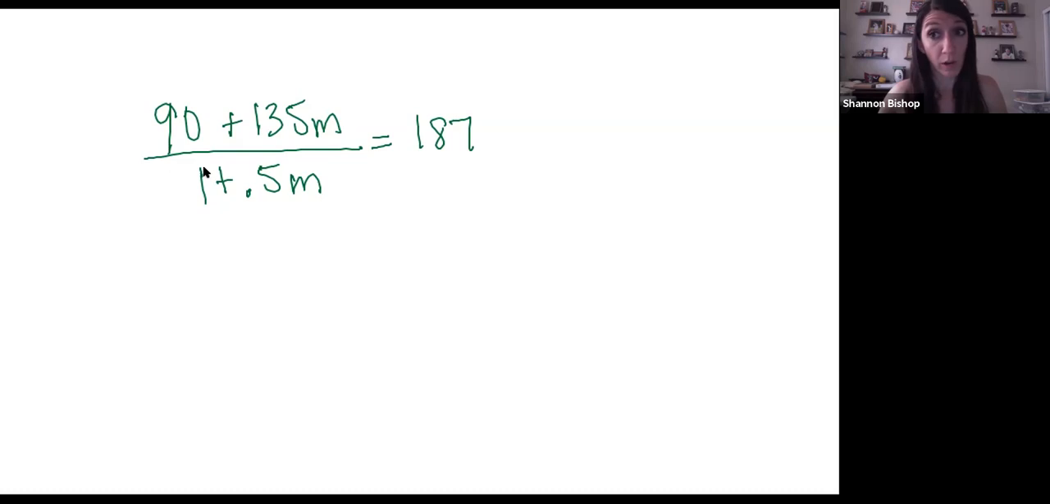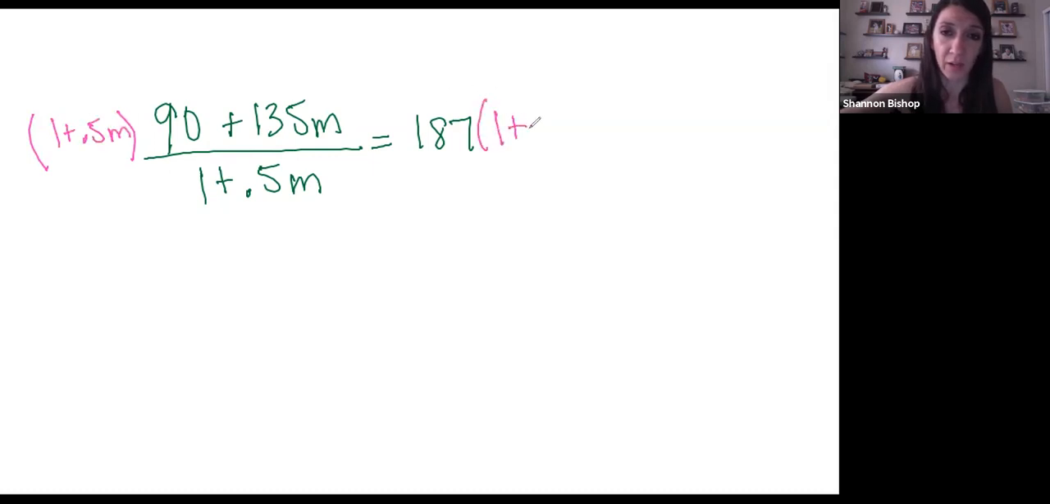So step number one, get rid of the fraction. What's the opposite of division? Multiplication. So you're going to have 1 plus 0.5m getting multiplied. Now, what was the whole point of that multiplication though? Again, it was to get rid of that division. So on the left-hand side, the whole point is that you just got rid of the denominator.